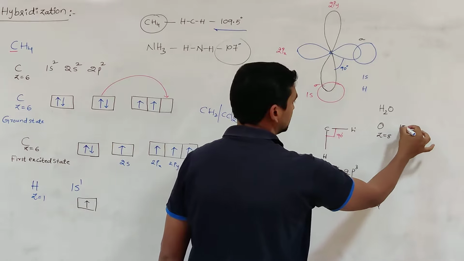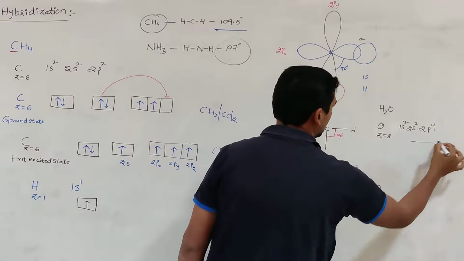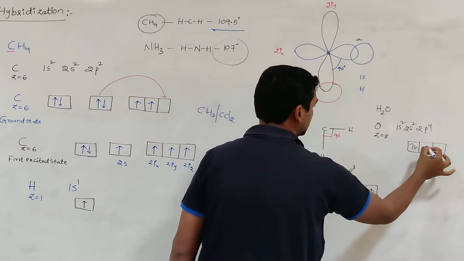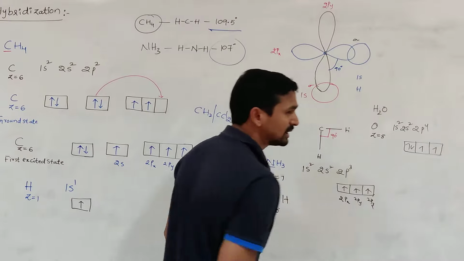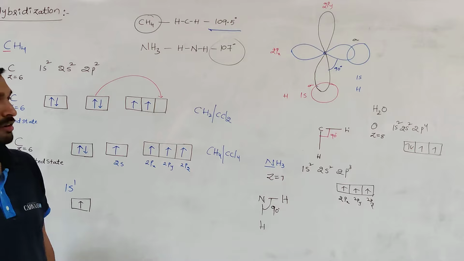Oxygen, atomic number 8. So what is the configuration? 1s2, 2s2, 2p4. In the 2p4, one of the orbitals is paired, and the remaining two are half-filled orbitals. So these two half-filled orbitals are involved in the bond formation.